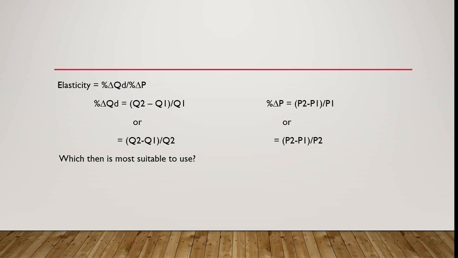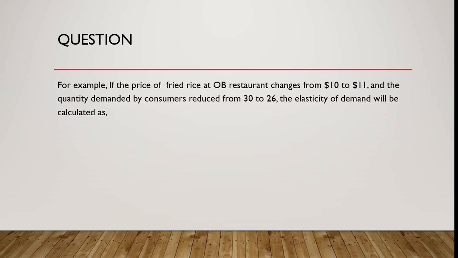To solve this problem, some economists find the midpoint between the two. They find the average between Q1 and Q2, so Q1 plus Q2 all divided by 2. That will be the average quantity. So you find the percentage change in quantity demanded as Q2 minus Q1, the change, divided by the average quantity, Q2 plus Q1 all over 2. Then the same applies to price. So that is the midpoint method.